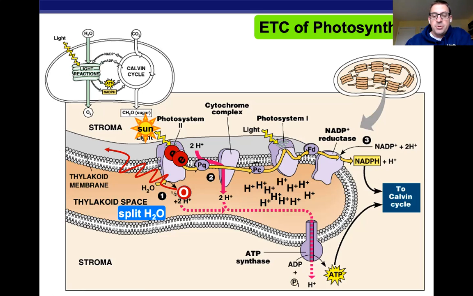What happens with those protons inside of the thylakoid? They diffuse down their concentration gradient through ATP synthase, powering ATP synthase to make ATP, which then heads to the Calvin cycle. At the same time that light is striking photosystem 2, remember it's striking photosystem 1.